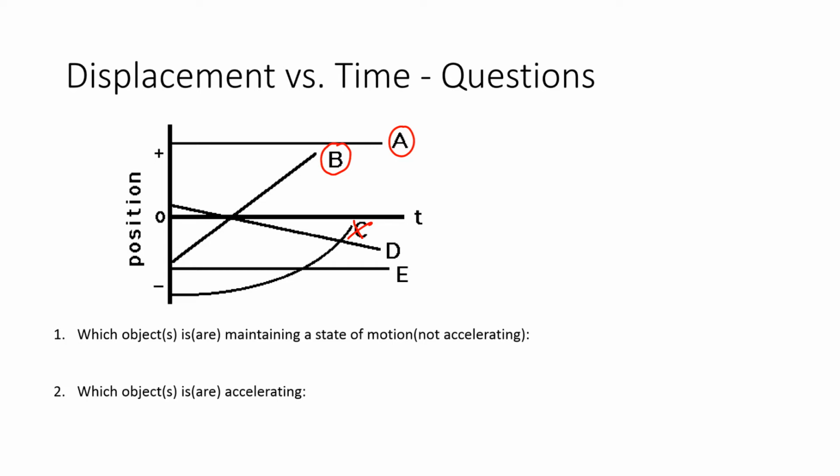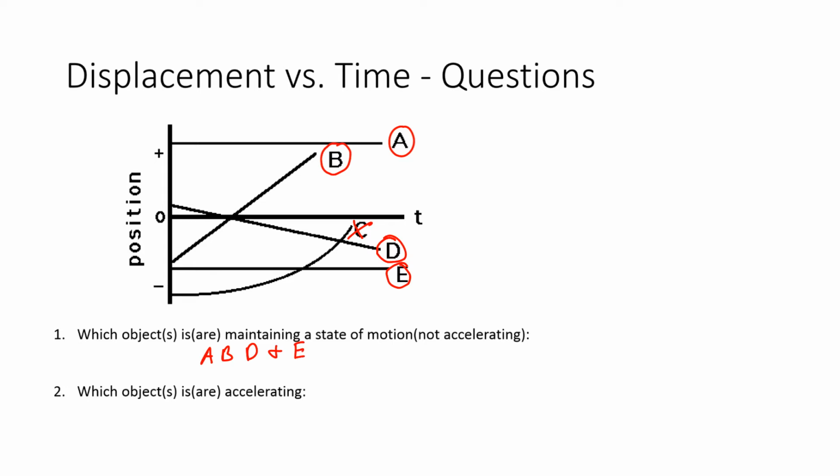D, again, we have a constant slope. It is a negative slope, so it's moving in the negative direction, but it is not accelerating and is maintaining its state of motion. And then E, just like A, it starts at a negative position and stays at that same negative position, so it is not accelerating as well. So the answer would be A, B, D, and E.